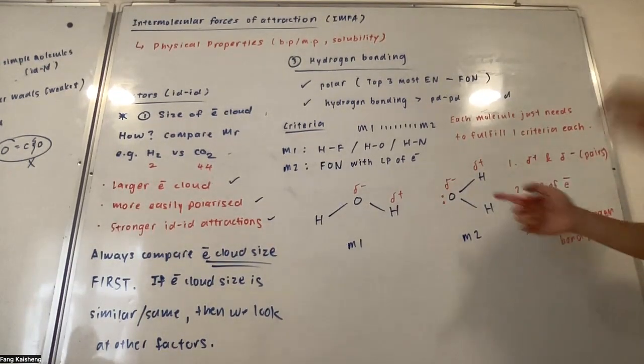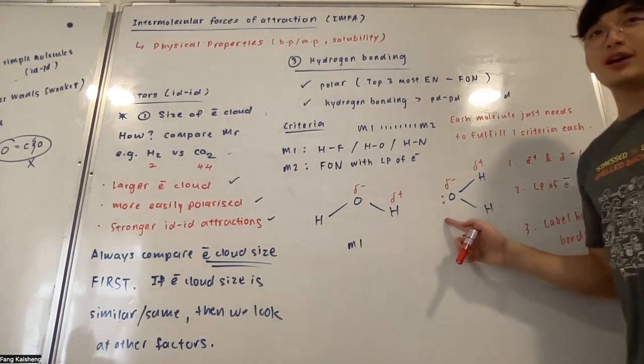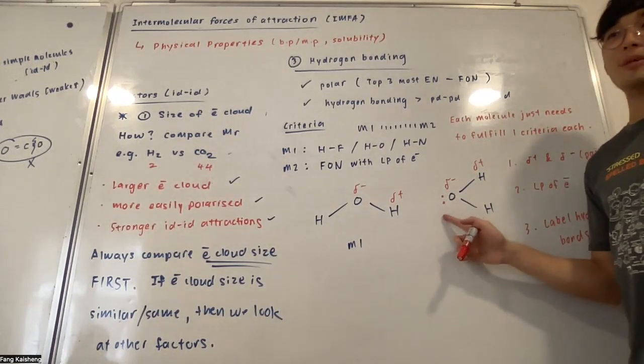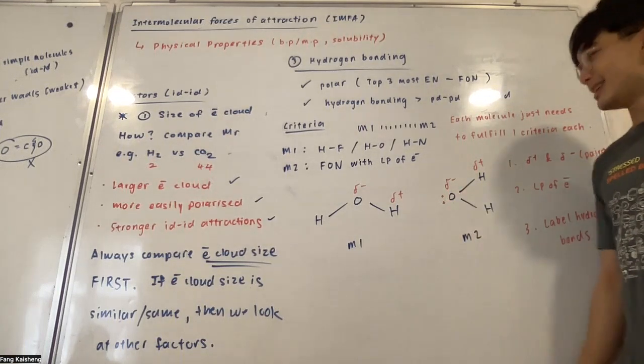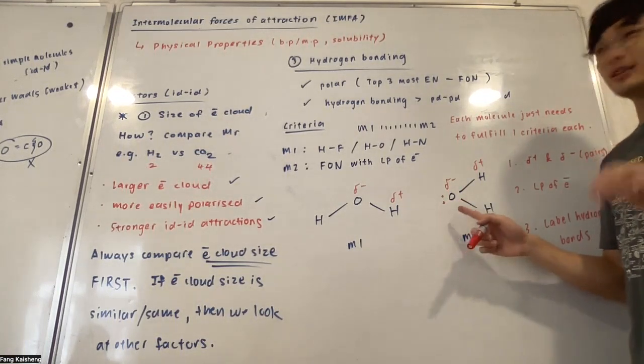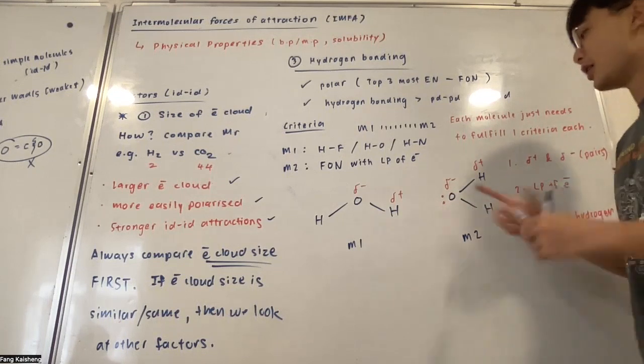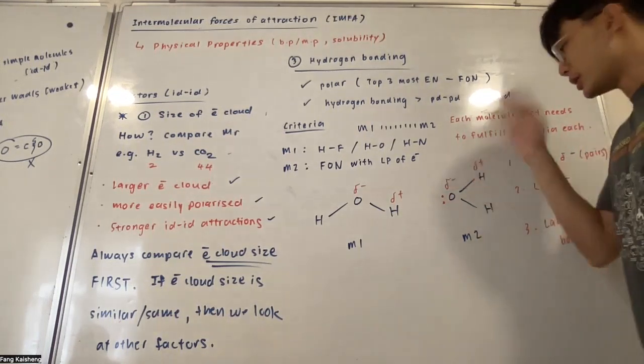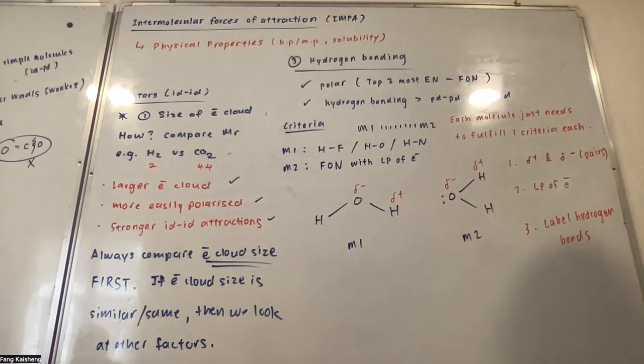Now, how many lone pairs does oxygen have? You remember your VSEPR we did last lesson? Oxygen has 6 valence electrons, right? So 6 is 1, 2, 3, 4. Actually, you have another 2 more, 5, 6. But you just need to draw one, it's fine. If you want to draw both, also go ahead.